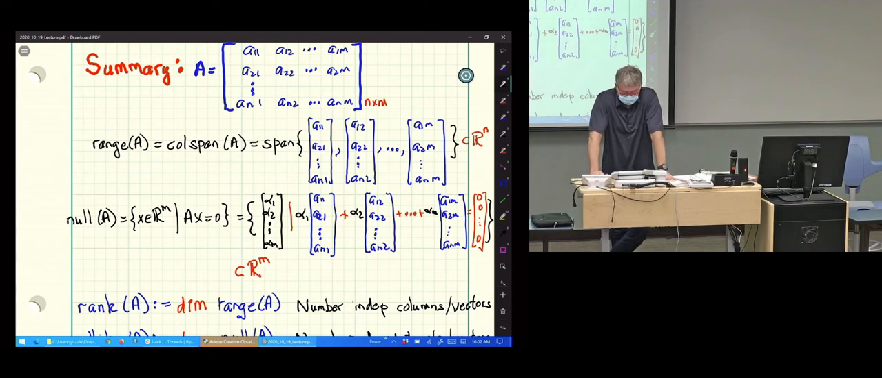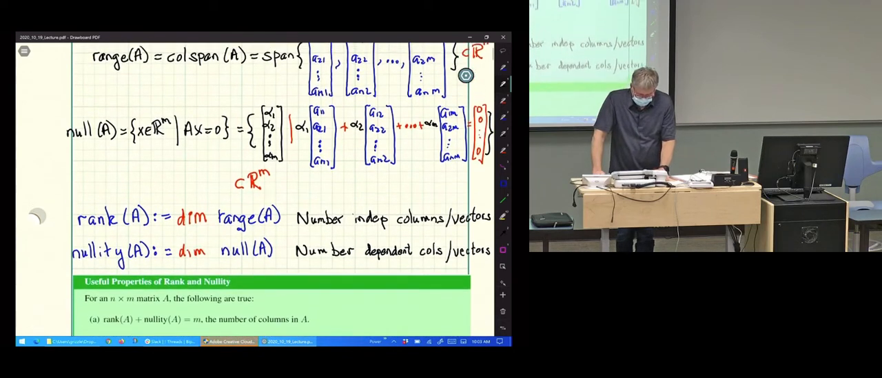And A times x is just x1 times the first column of A plus x2 times the second column of A, etc. It's a linear combination of the columns of A. So the null space is looking at all the different ways you can add up the columns and get the 0 vector. If the columns of A were linearly independent, then the only way you could get the 0 vector would be with all of the coefficients being 0. Then your null space would be the 0 vector in Rm.